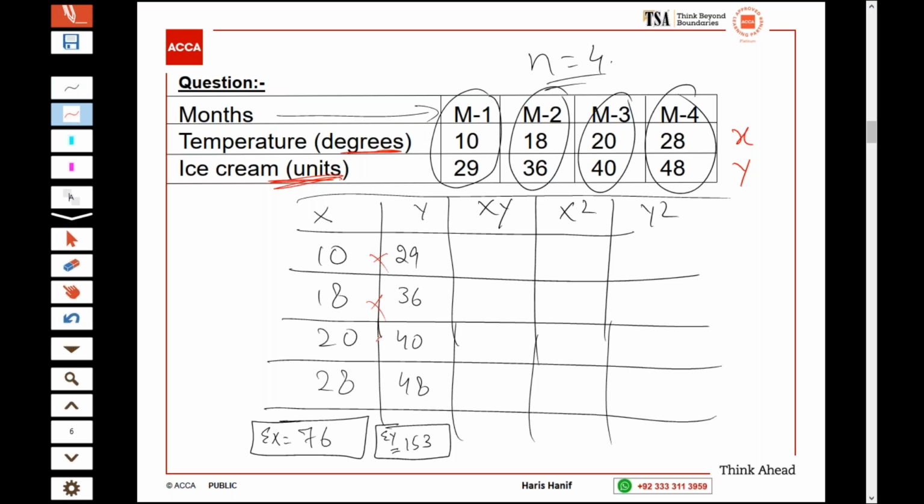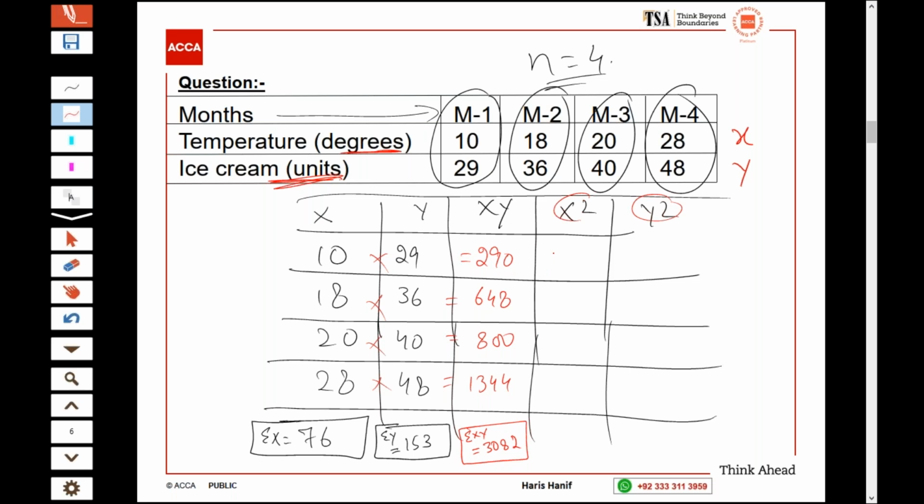Now what is xy? You have to multiply x and y individually. 10 times 29 is 290. I am writing the correct figures. I advise you to note it down quickly, because I will be a little bit fast, since the concept is clear and the calculation is necessary to show. 290, 648, 800, and 1344. Now this is known as summation of xy. The total is 3082, and you have to take x square and y square.